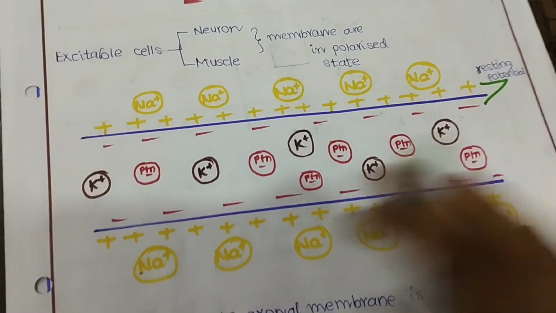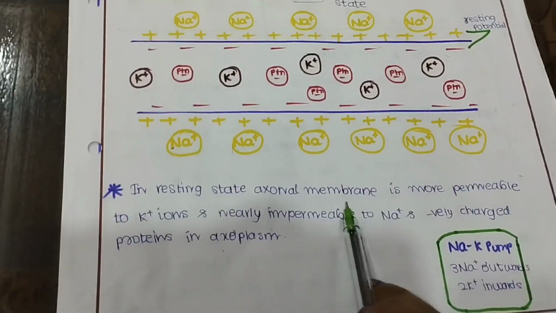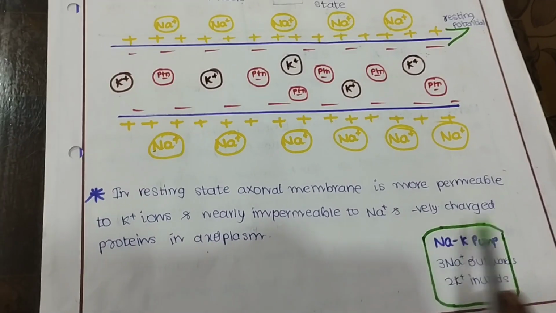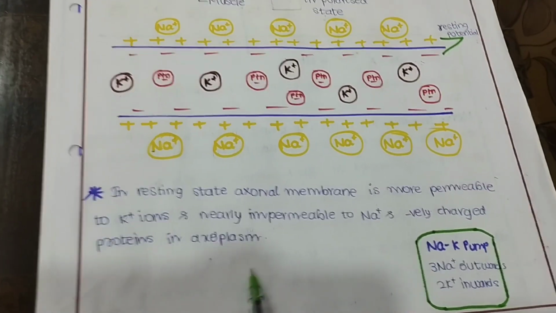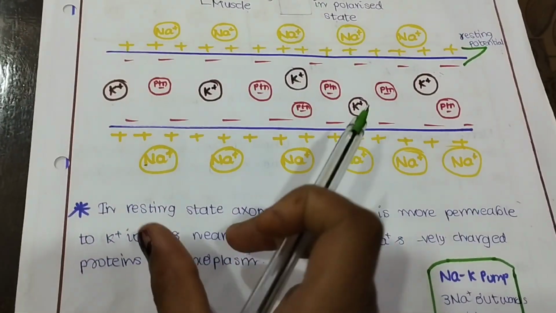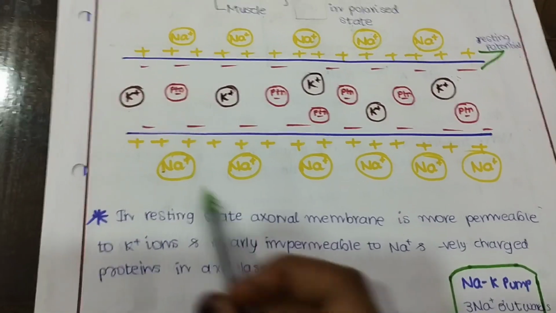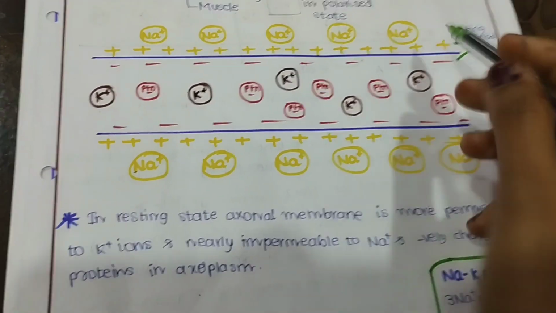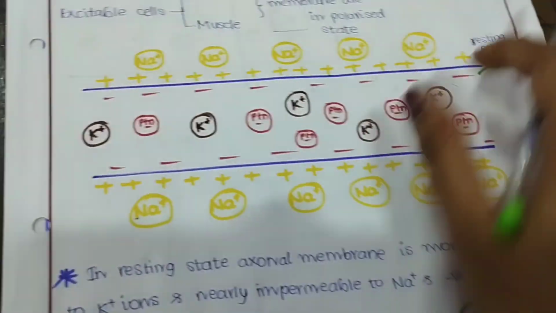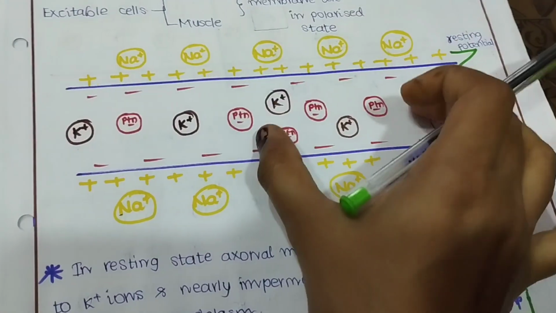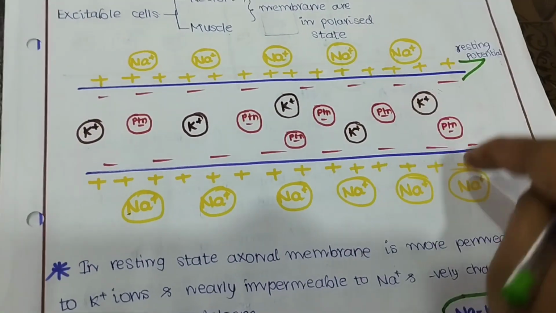Okay, and in the resting state, the axonal membrane is more permeable to K plus ions and nearly impermeable to Na plus and negatively charged proteins in the axoplasm. Let's analyze this sentence. In the resting state means the neuron is not conducting any impulse. In that state, this is the axonal membrane. Okay, this is the axoplasm. Actually, this is the axon. This is the extracellular environment, and this is the axoplasm. This is the axonal membrane.